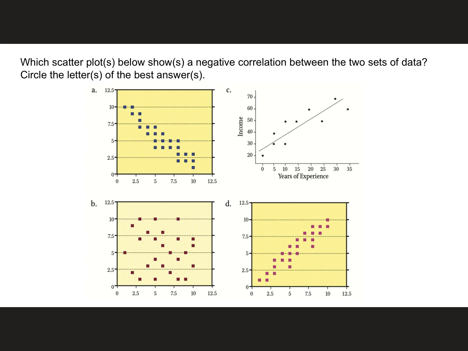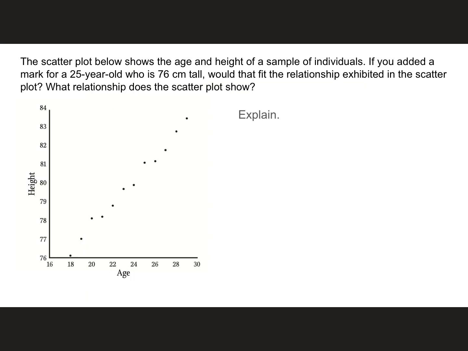And which of these scatter plots shows a negative correlation? So you're going to choose any of these that show a negative correlation. And finally, this scatter plot shows the age and height of a sample of individuals. If you added a mark for a 25-year-old who is 76 centimeters tall, would that fit the relationship? What relationship does the scatter plot show? Explain. Remember, your only choices for relationship: positive correlation, negative correlation, no correlation, or nonlinear correlation.